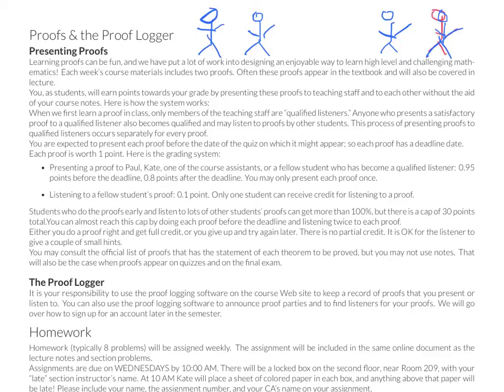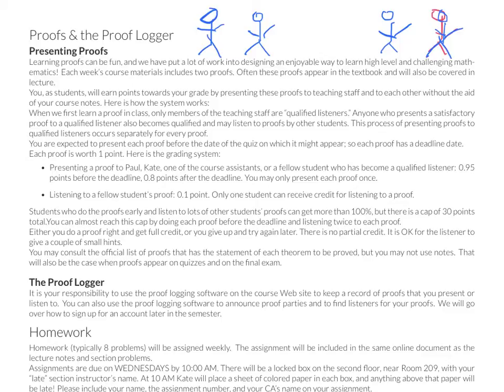Now, there are a few rules. You can only present a proof once. So that very first proof, you can only present once. Once you become an authorized listener, you can no longer present that proof. You can only listen to it. And the other thing is that we do want to incentivize people to get these proofs done sort of on time as the semester progresses, because this process resets for each proof independently.